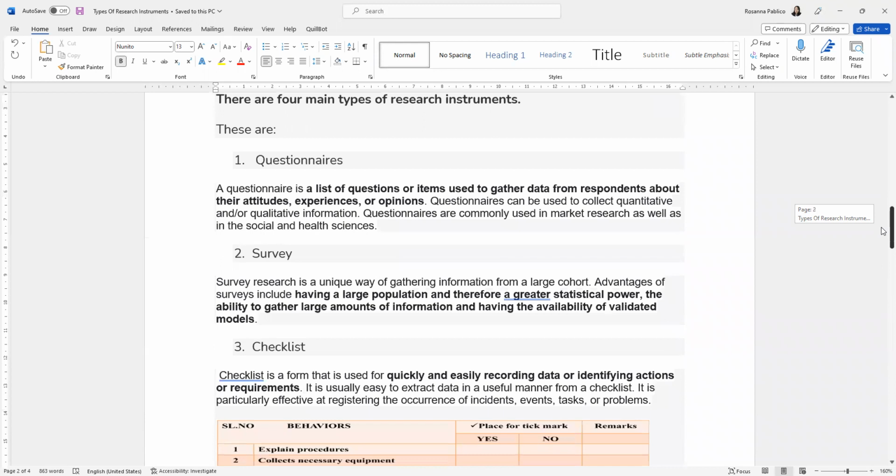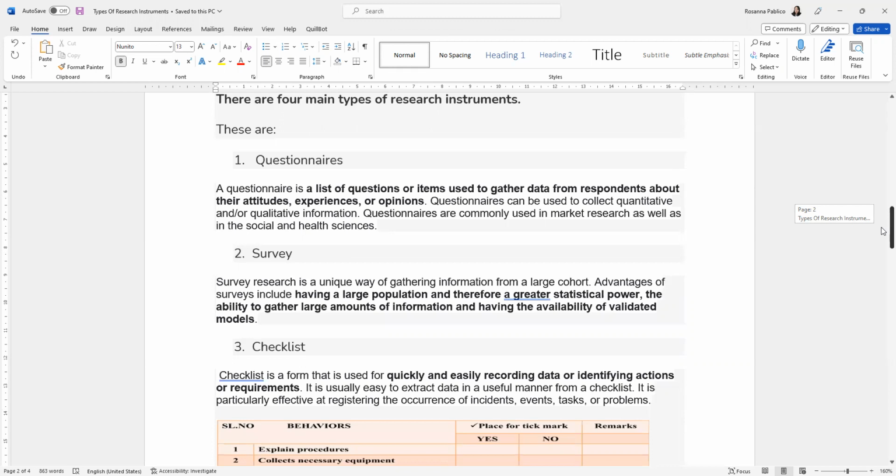First is the questionnaire. A questionnaire is a list of questions or items used to gather data from respondents about their attitudes, experiences, or opinions. Guys, if your research is about attitudes, experiences, opinions, okay, you can use a questionnaire. Questionnaires can be used to collect quantitative and pwede rin qualitative information. Questionnaires are commonly used in market research as well as in the social and health sciences.